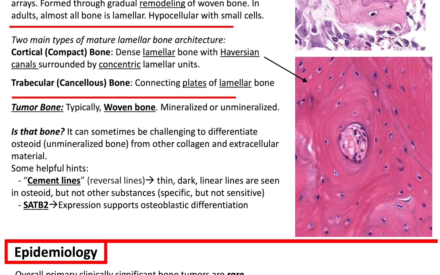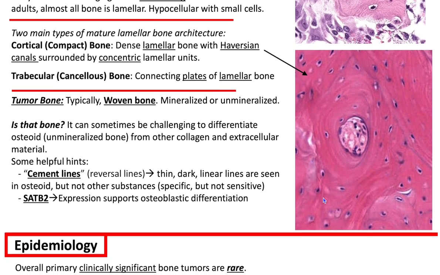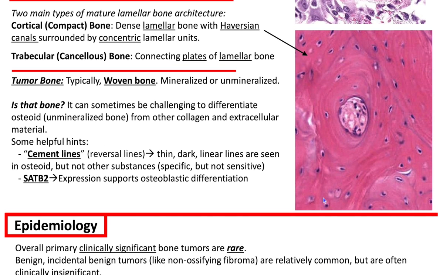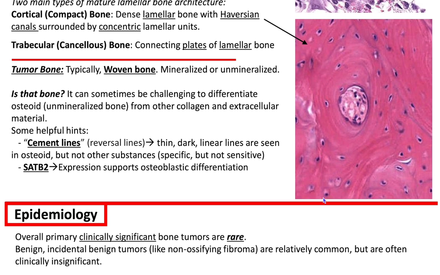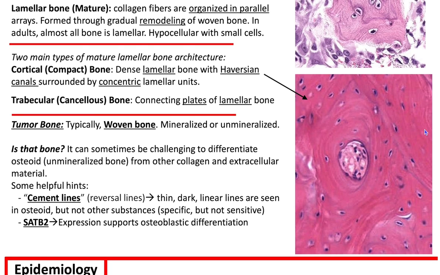So tumor bone is typically immature or woven bone, and it can be mineralized or unmineralized. If it's unmineralized, it's called osteoid. And if you do see that, you want to think of osteosarcoma. Sometimes it can be hard to differentiate osteoid from other collagens or extracellular material. Your hints are these cement lines, which are thin, dark, linear lines that are seen in osteoid, but not other substances.